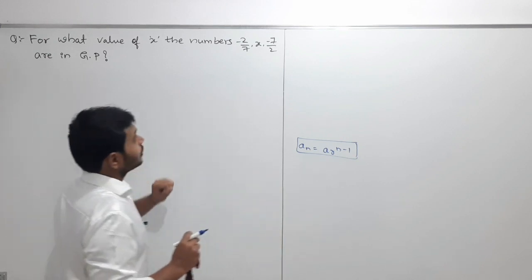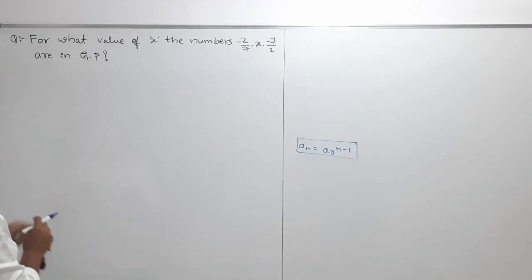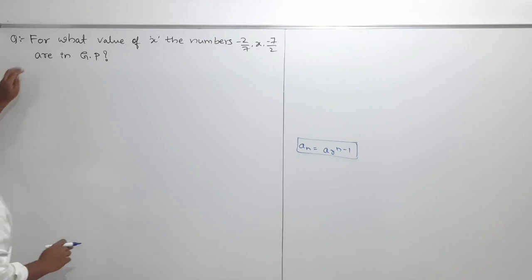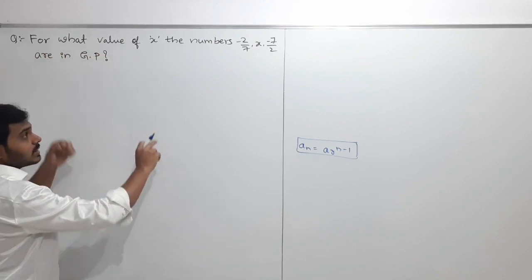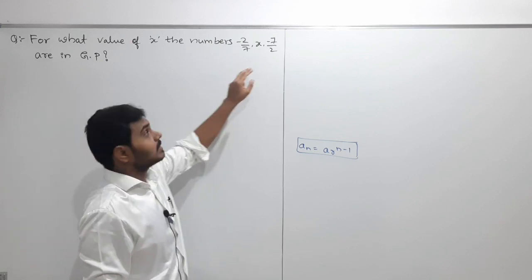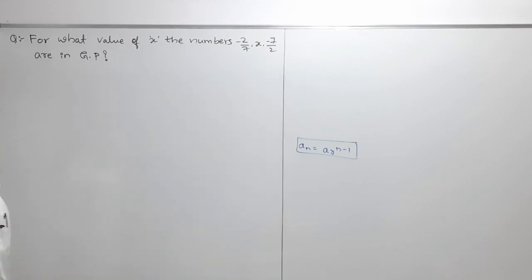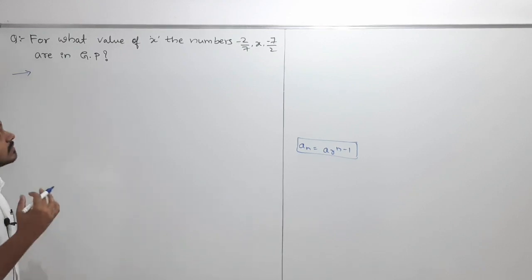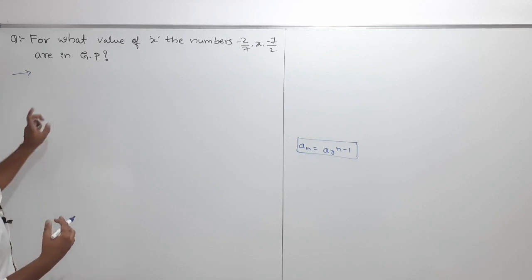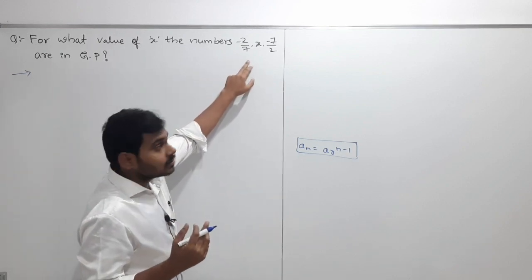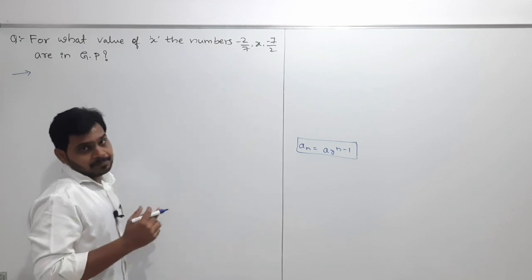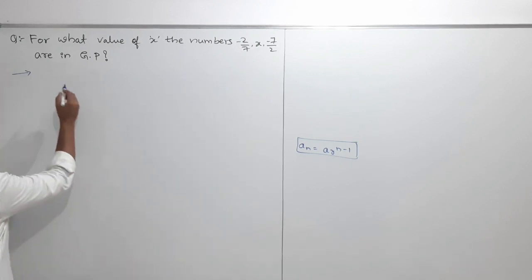So now we are going to discuss another question here. The question is: for what value of x are the numbers minus 2 by 7, x, minus 7 by 2 in GP? They told us to calculate the x value, and after calculating the x value, these three numbers should be in the form of GP.